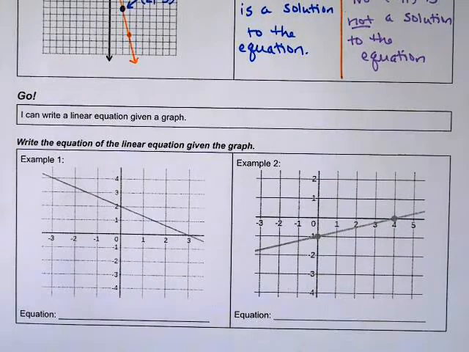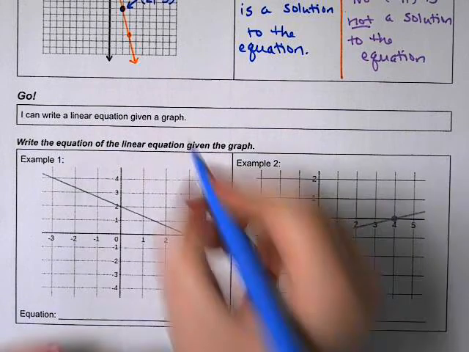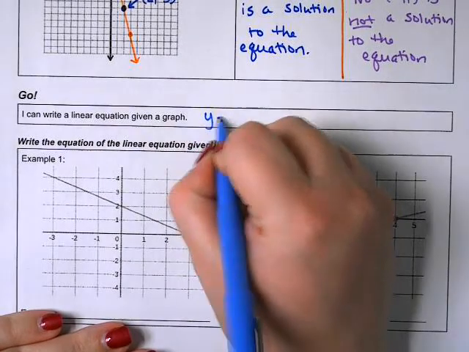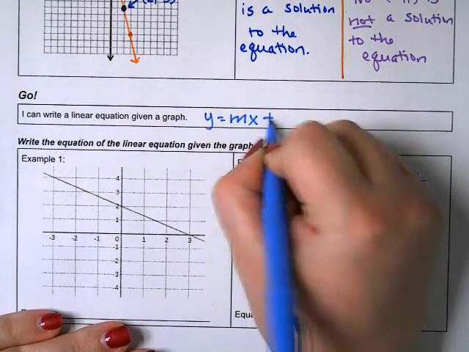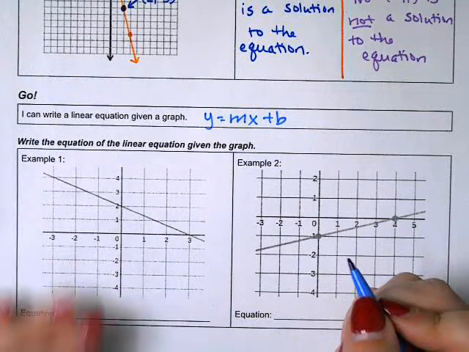Okay, moving on, one more thing that we have to talk about, and this is a major review because it's something that we did just recently in Module 9. We have to write the equation of the line that's shown. So we're going to write both of the equations, if we can, in slope-intercept form. So we're going to find the slope and the y-intercept.